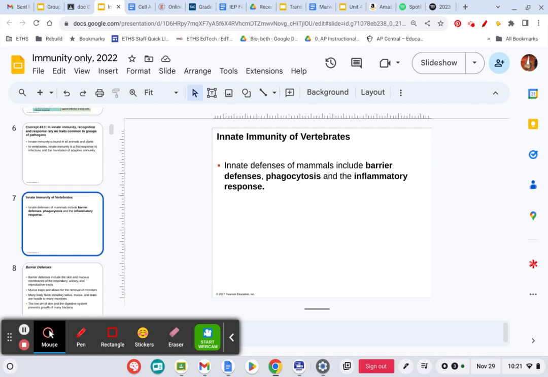Innate immunity includes barrier defenses, like the skin and mucous membranes, as well as phagocytosis and the inflammatory response. And we're going to talk about each one of those.